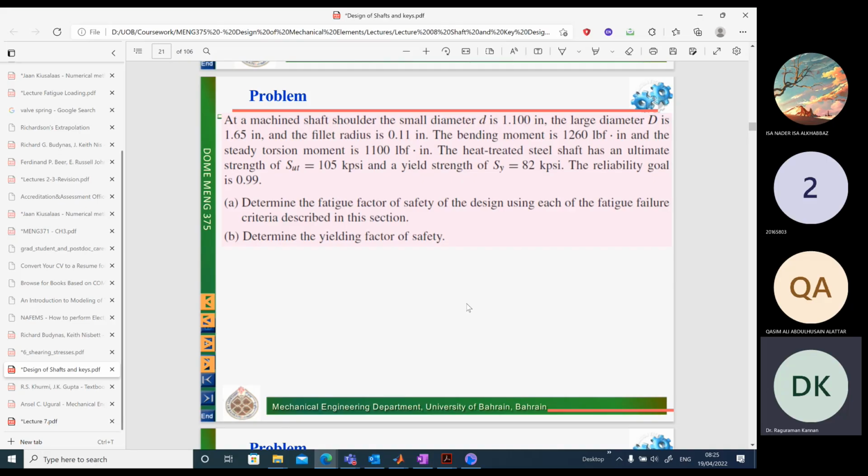So now we are going to apply that. You have a machined shaft shoulder. Why is the condition machined being given here? To take care of the Marin factors, especially Ka. To evaluate that, you are given a shoulder shaft with a small diameter d of 1.1 inches and a large diameter D of 1.65 inches. Here you are given English units, and the fillet radius is given. This data is given so that we can calculate the fatigue stress concentration factors.